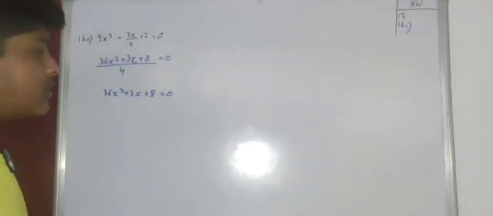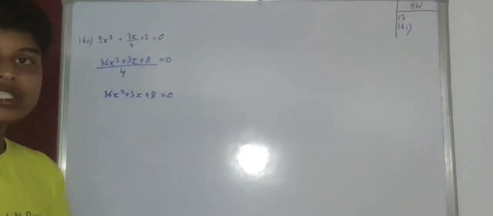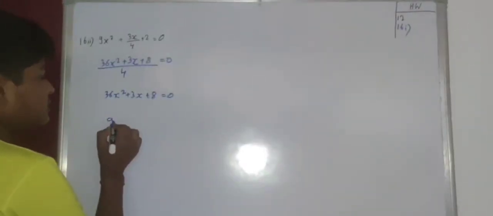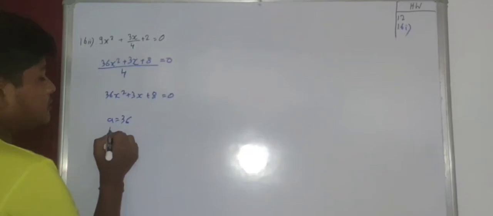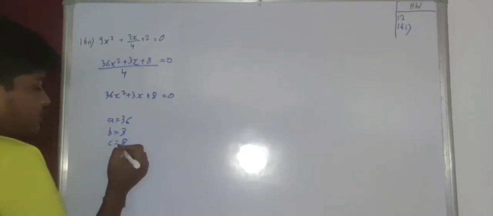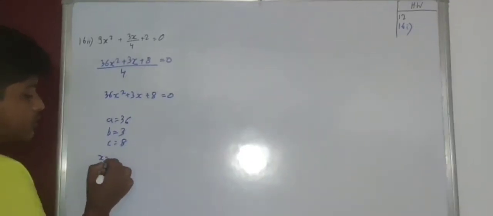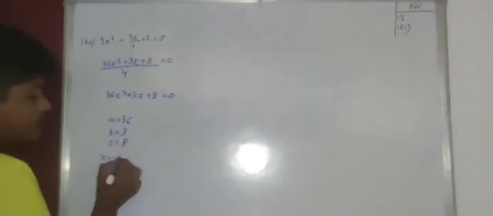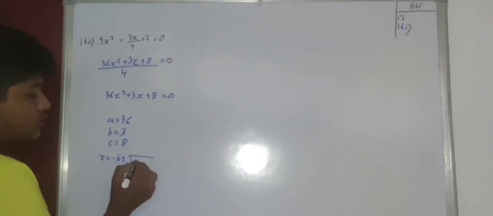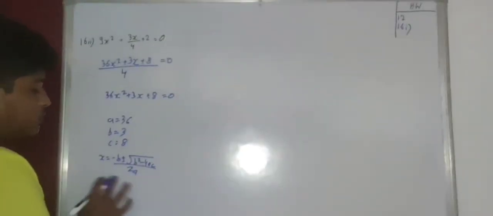So now friends, you have to use the discriminant formula. Here you have to find a, b and c by comparing with ax square plus bx plus c. So here a is equal to 36, b is equal to 3 and c is equal to 8. Now putting it in the formula of x, this discriminant formula, minus b plus minus under root b square minus 4ac, divided by 2a.